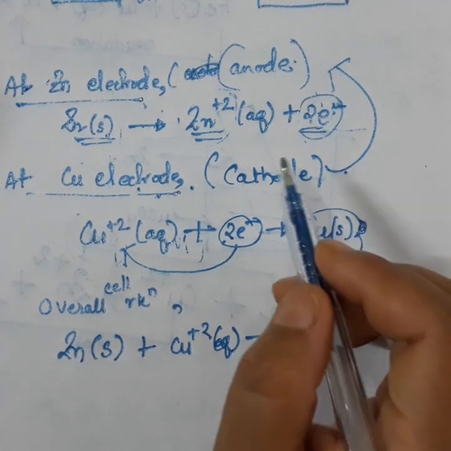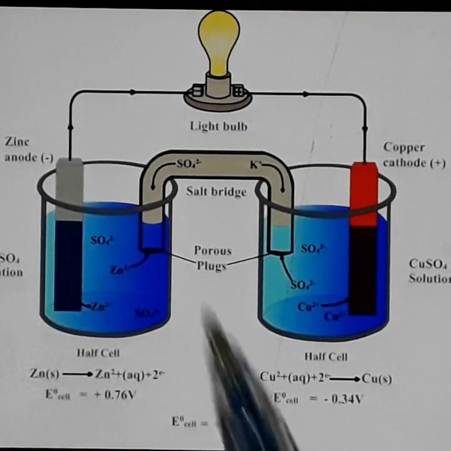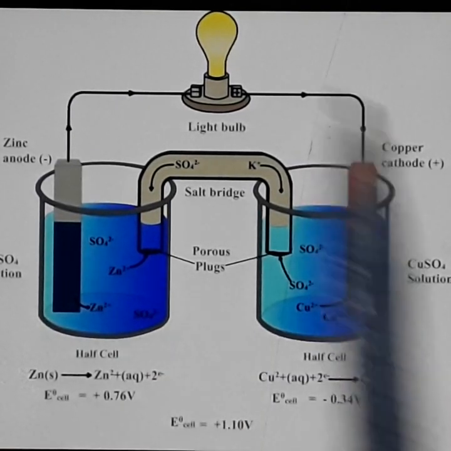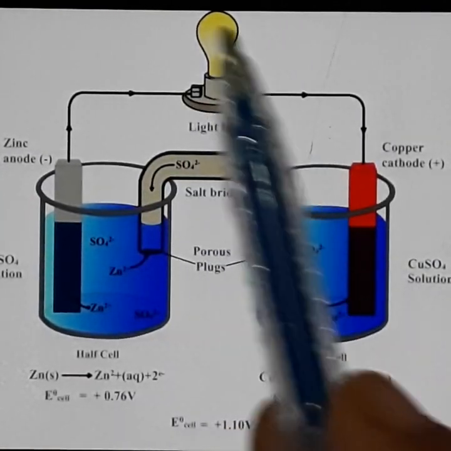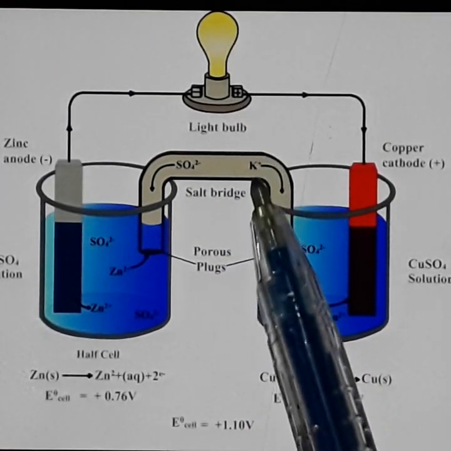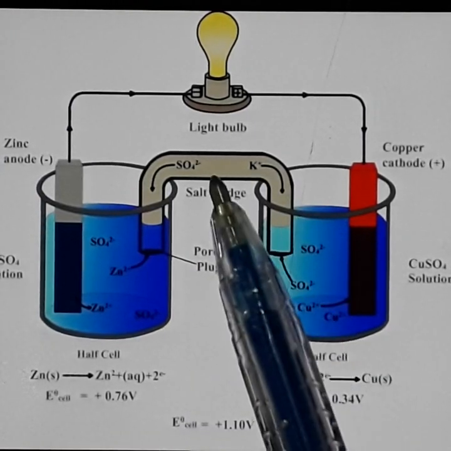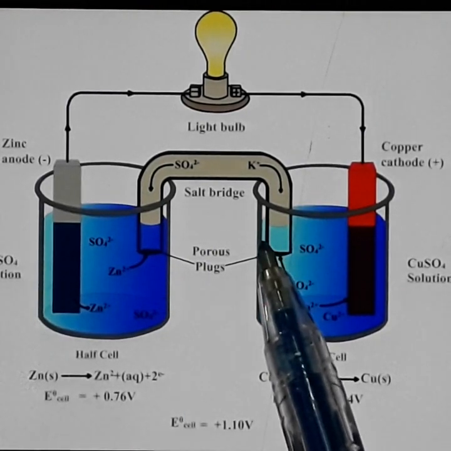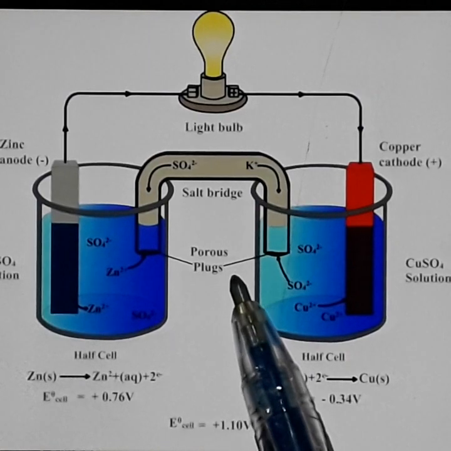Now there is one important role of that salt bridge. This salt bridge here is important because it plays a vital role in this whole process. The bulb which you are observing here will not glow unless the two are connected through this salt bridge. So the main purpose of this salt bridge is that it completes the circuit. Another one is it will maintain the electrical neutrality.